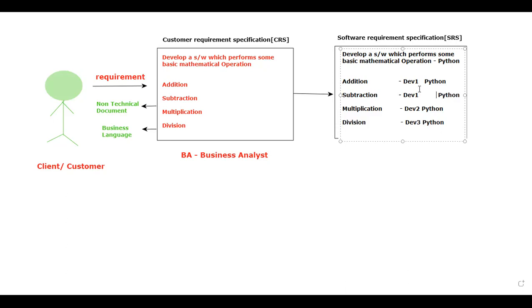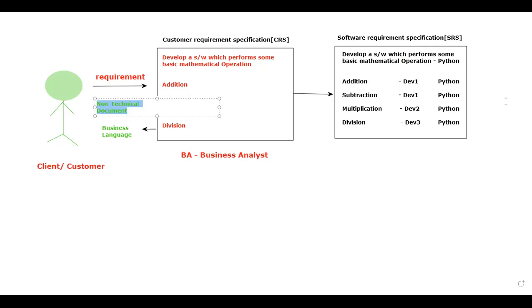Developer 1 should develop the code in Python. Developer 2, developer 3, all of them should develop the code in the Python programming language. Now tell me, we'll see how many of them will tell the proper answer. Is that a technical document or non-technical document? Very good, technical document.